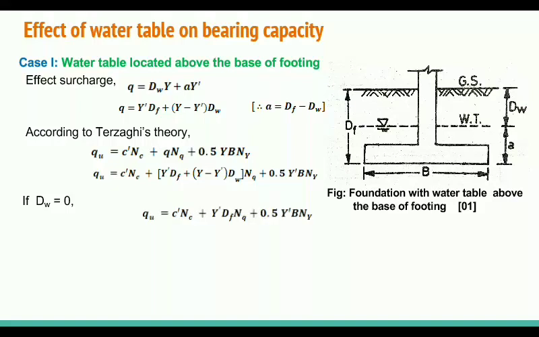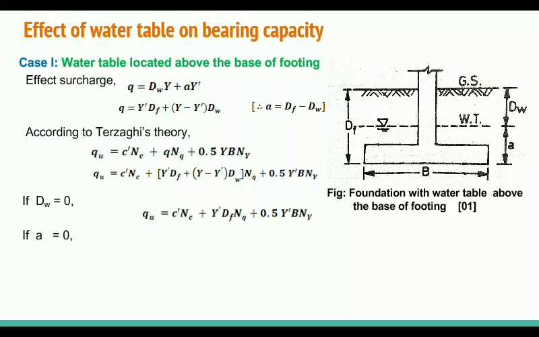qu is equal to c' Nc plus gamma' dF Nq plus 0.5 gamma' B N gamma. You can try, you will get this same result, right? So you can get this equation after putting the value of dW. You can memorize this equation. So this equation is valid for what? This equation is valid when the water table is at the ground surface.